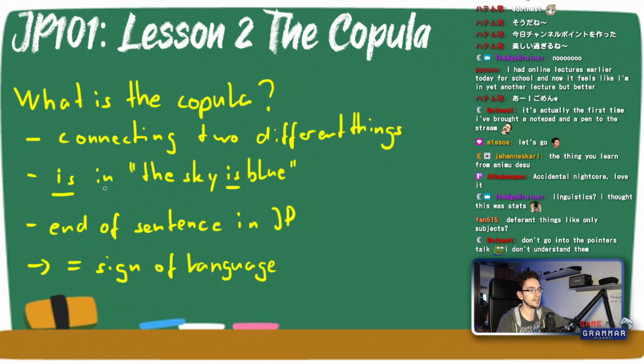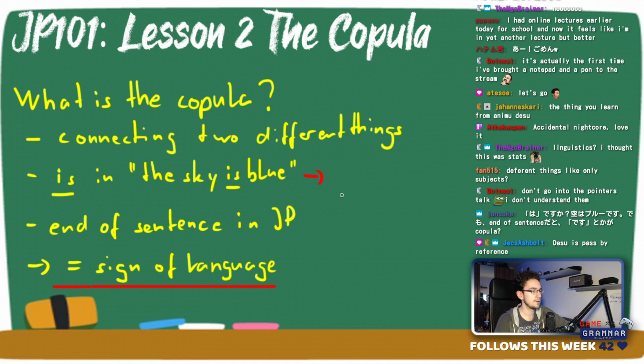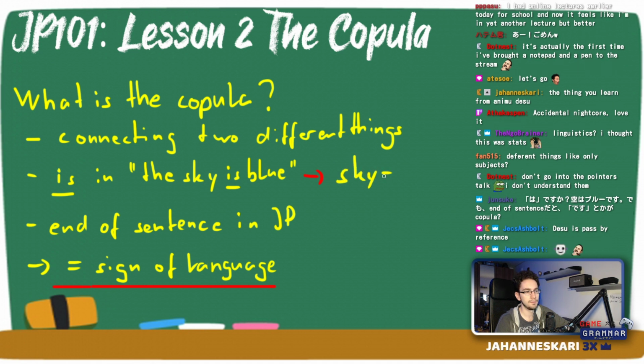So to go back to what I said down here, the equal sign of language. Well, how does this apply to this sentence? This is almost like writing a simple version of sky equals blue. Right? We assign to sky this property.